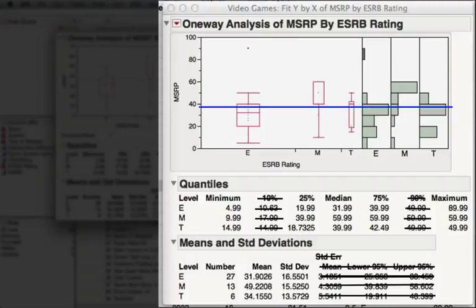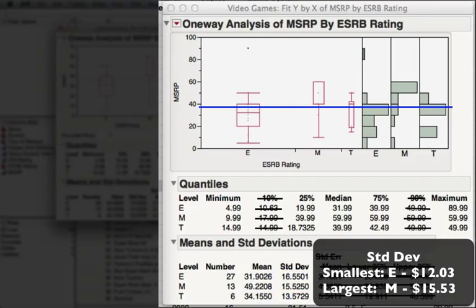Now, let's quickly summarize the MSRP-ESRB rating relationship. Rating E has the lowest minimum price and the highest maximum price, but without the outlier, rating M has the highest maximum price. Rating E has the lowest median price, and rating M has the highest median price. The same applies to the mean price. Rating T has the smallest spread, and rating E has the largest spread. But without the outlier, rating E has the smallest spread, and rating M has the largest spread.